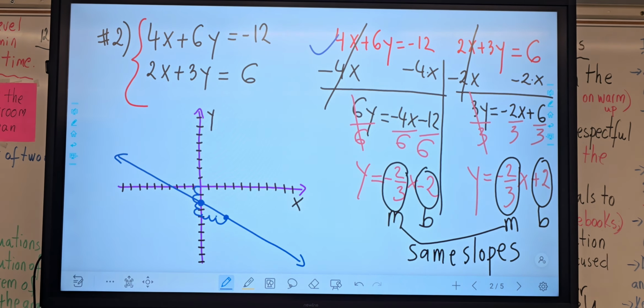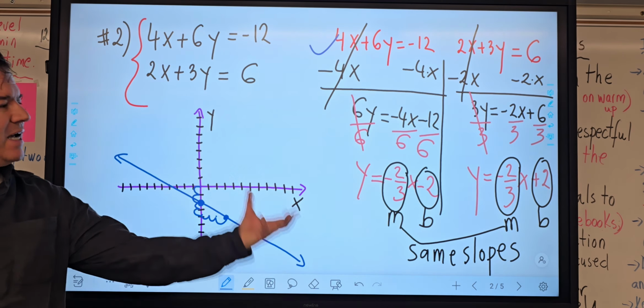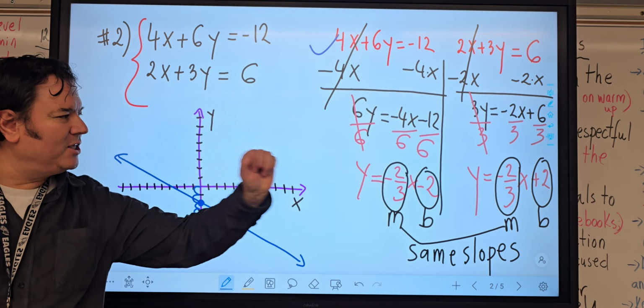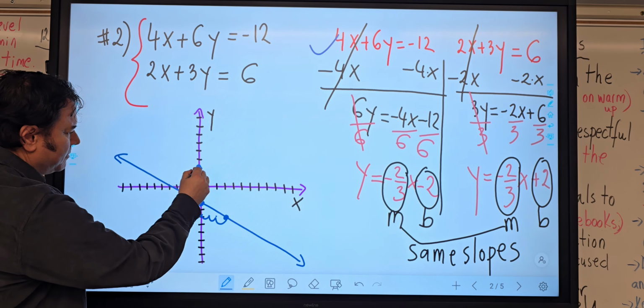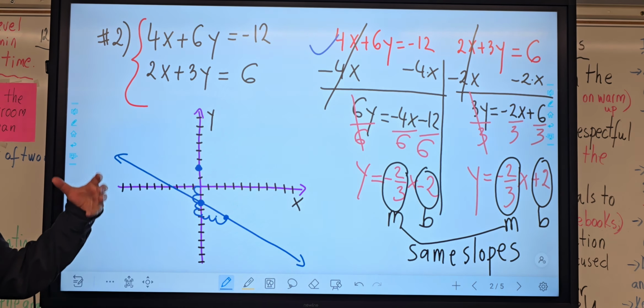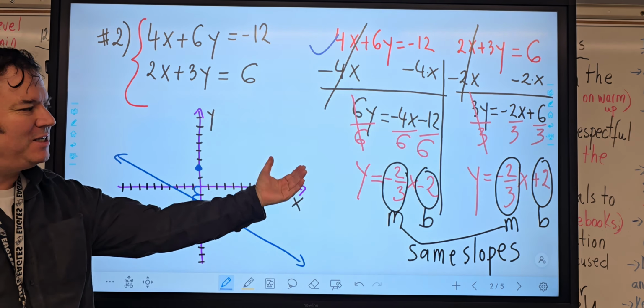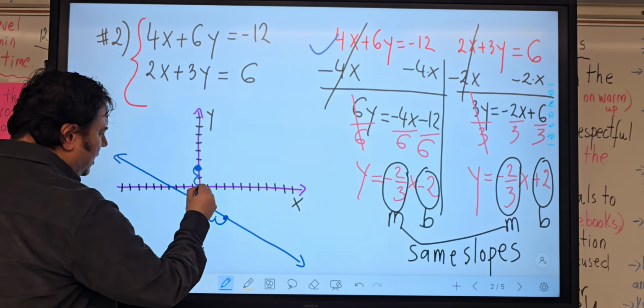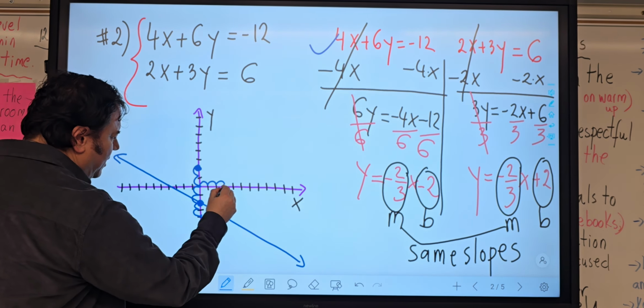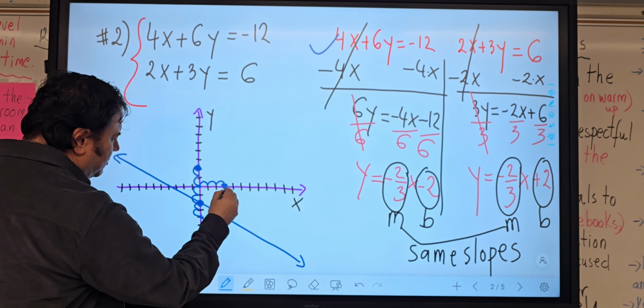We graphed it. And now let's graph the second equation. B is 2 in this case, so we go up 2. And the slope is the same, negative 2 over 3. So we go 2 units down, 1, 2, and 3 units to the right, 1, 2, 3. And let's connect those dots.